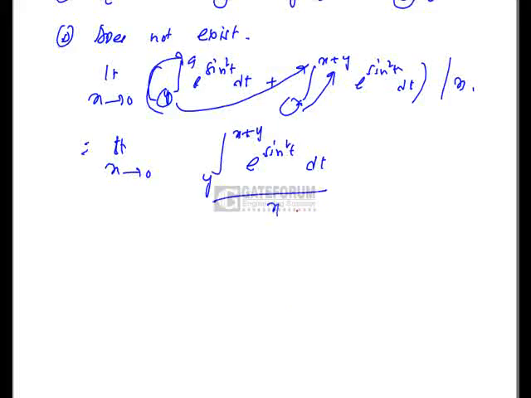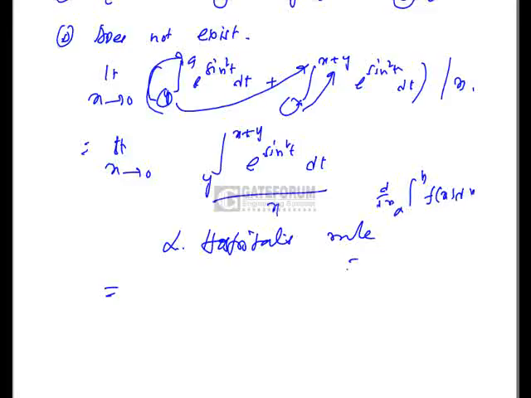Now in order to find the limit of this expression, I'll use L'Hospital's rule. So we'll differentiate numerator and denominator separately. Differentiation of the integral from a to b of f of x dx is nothing but f of b into b dash minus f of a into a dash. So here b is nothing but x plus y, a is nothing but y.